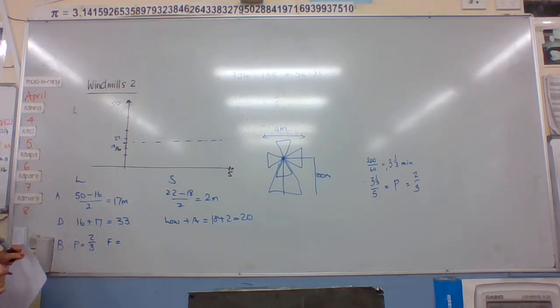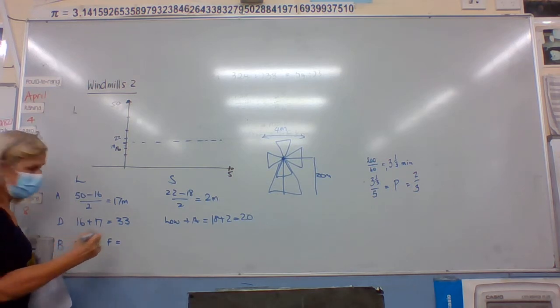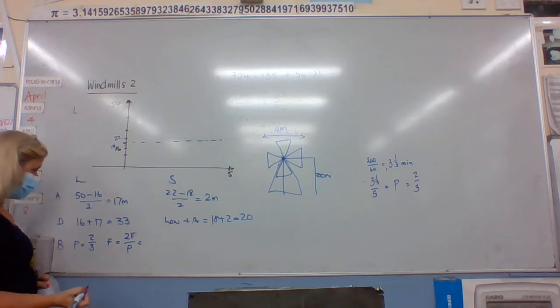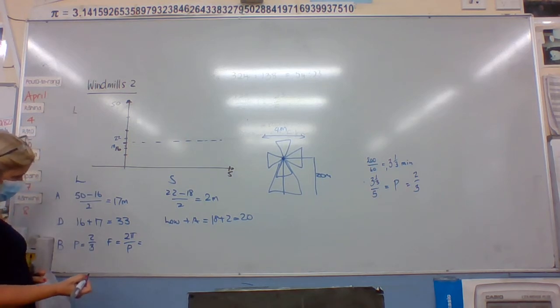What's that formula? 2 pi divided by P, right? 2 pi divided by P equals 6 pi over 2, which equals 3 pi.